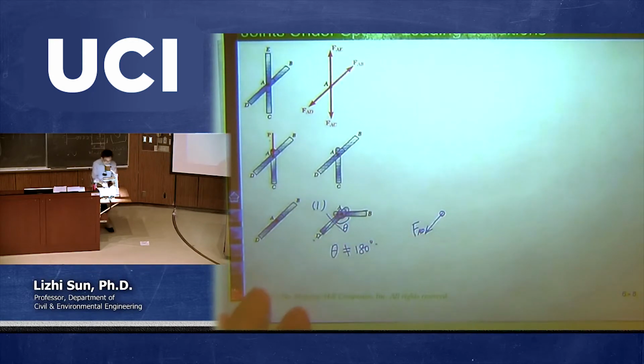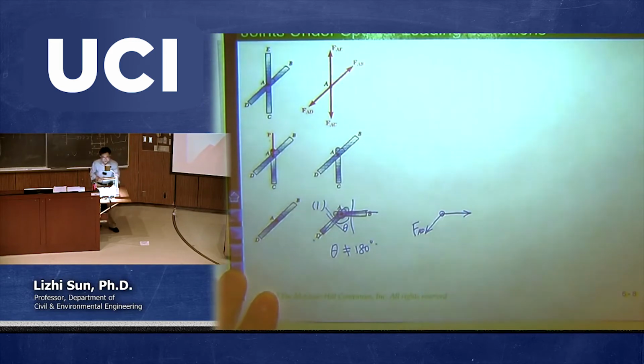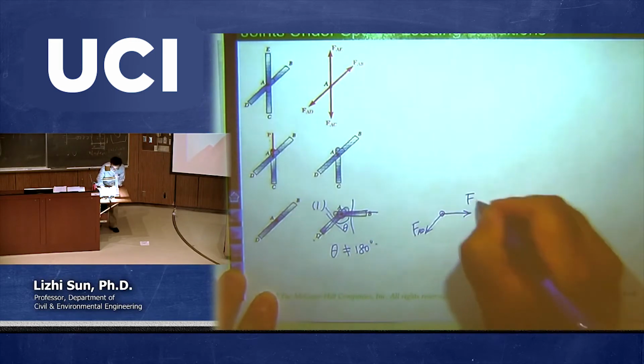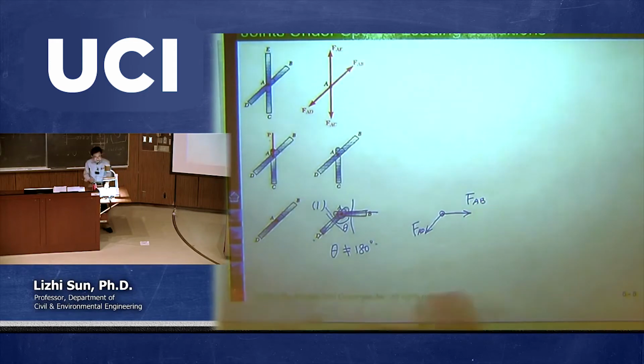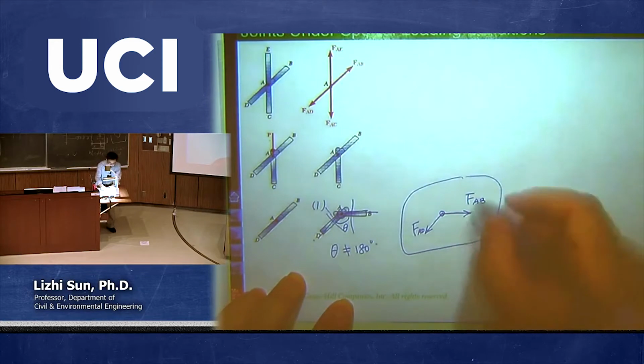So I cut in here, that's why I gave a force, and that's the internal force given by this member AD. Also, there's another member called AB. Then I need to cut AB as well. So then I have another force called FAB. And there are no other forces. If there are no other forces, this together forms a free body diagram.